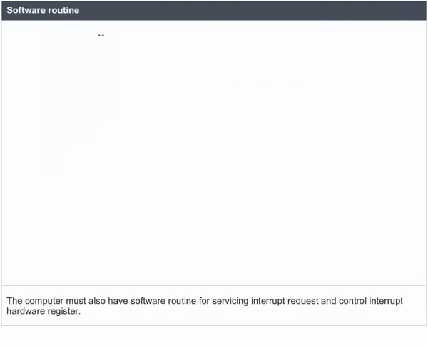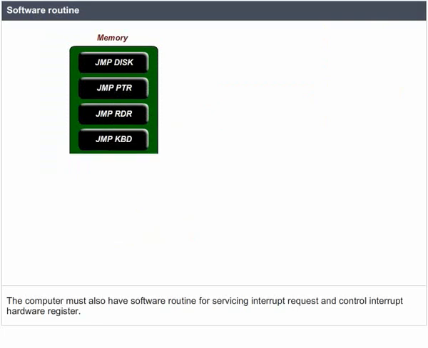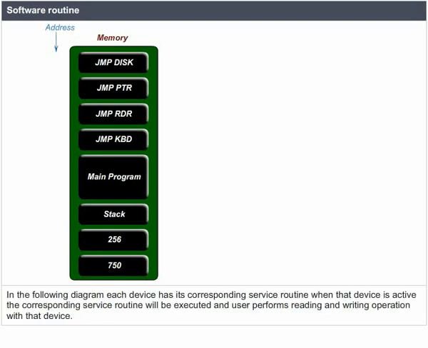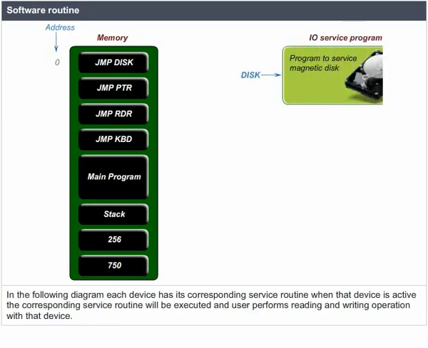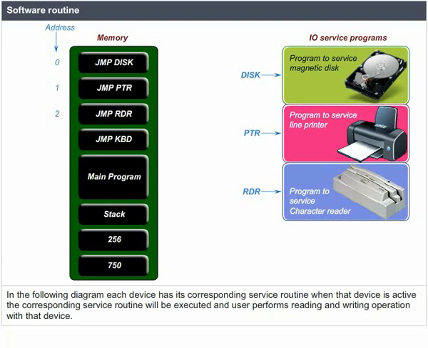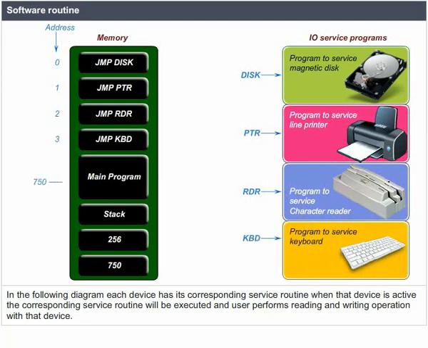Software routine. The computer must also have software routines for servicing interrupt requests and controlling the interrupt hardware registers. In the following diagram, each device has its corresponding service routine. When that device is active, the corresponding service routine will be executed and the user performs reading and writing operations with that device.